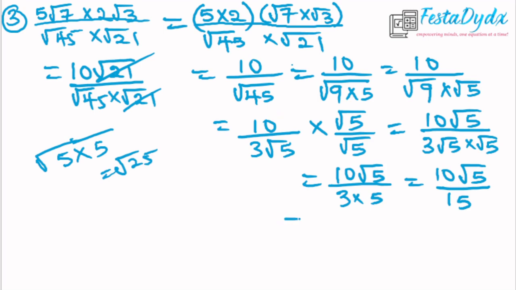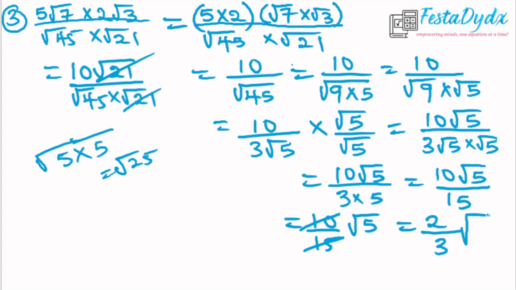So let's separate them first, just as we did with example 2, whereby we separate the whole numbers and then keep the surd separate. So we have 10 over 15, then the surd root 5. So we can break this. 5 here is 2, all over 5 in 15 is 3. So we have 2 over 3, then the surd 5. This is the answer for question number 3. Now let's move to question number 4.